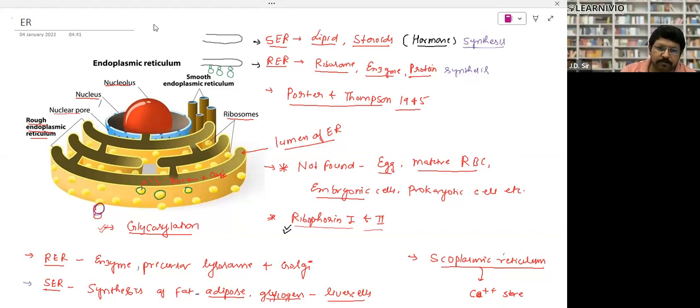So, rough endoplasmic reticulum and smooth endoplasmic reticulum. The smooth endoplasmic reticulum produces and synthesizes lipids, steroids, and hormones. The rough endoplasmic reticulum has ribosomes and is involved in enzyme and protein synthesis. They were discovered by Porter and Thompson in 1945. This is the structure: this is the nucleus, this is the nuclear envelope, and the folding of this is called the endoplasmic reticulum. The ribosome remains attached at the outer surface, and the space inside is called the lumen of the endoplasmic reticulum.